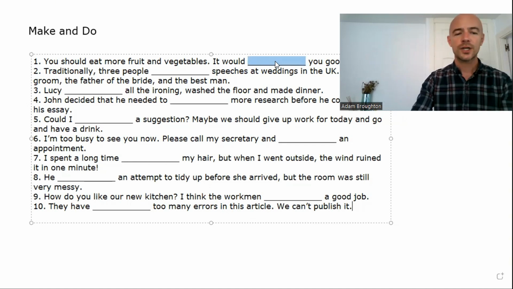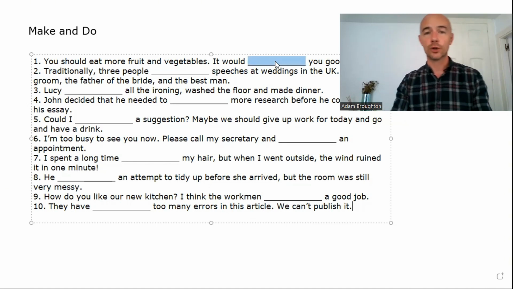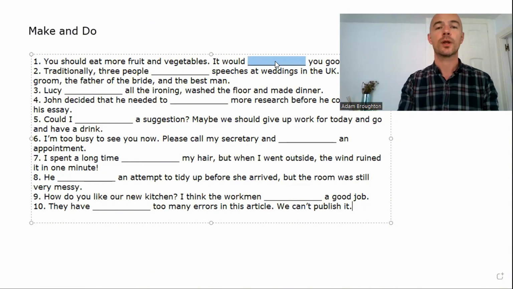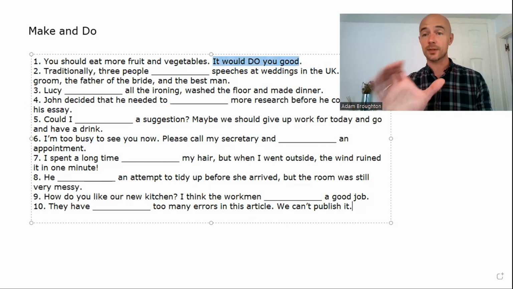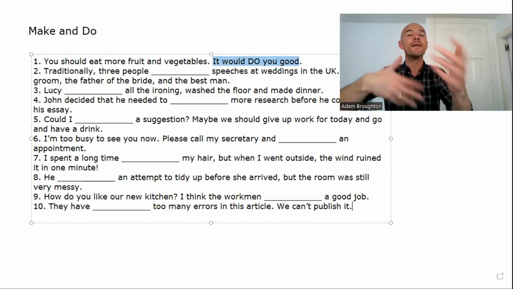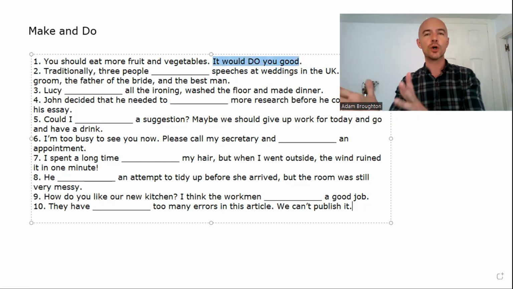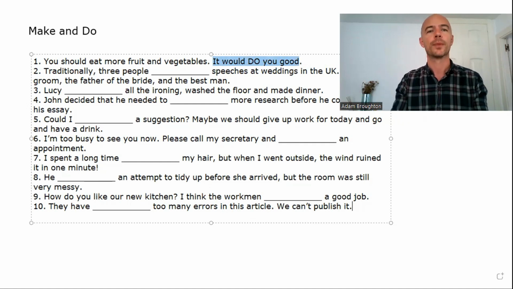The first one, you should eat more fruit and vegetables. It would make or do. Which one do you think? It would do you good. So we saw this before. I put this one in the exception because it's beneficial for you. Something does you good, it is beneficial for you.